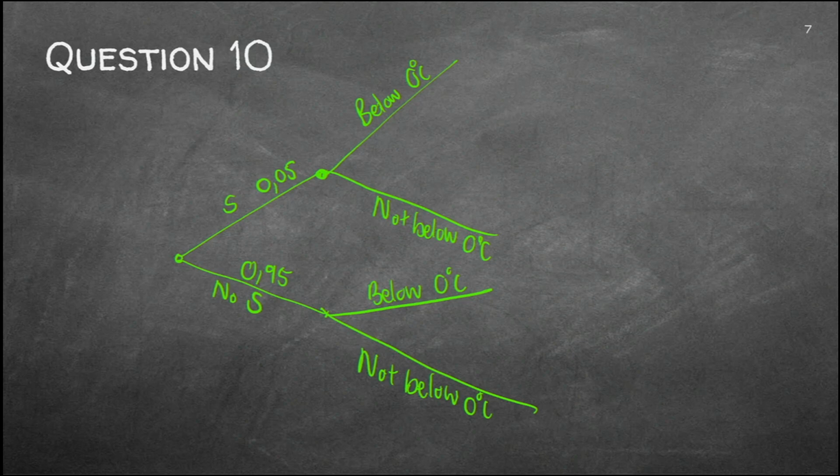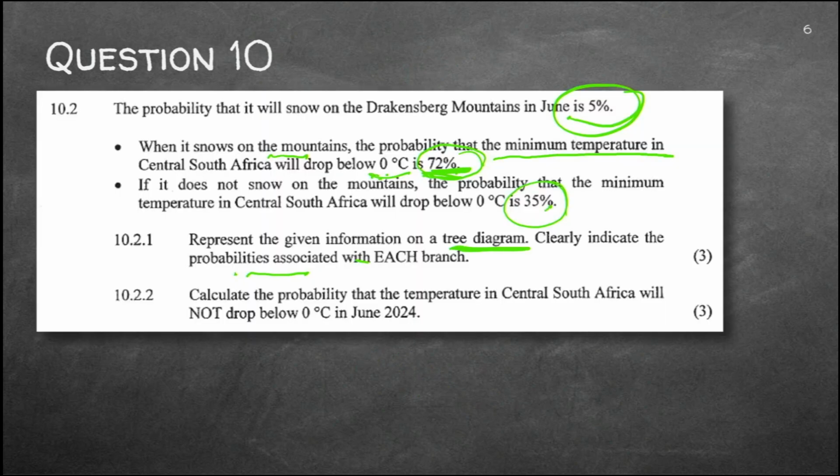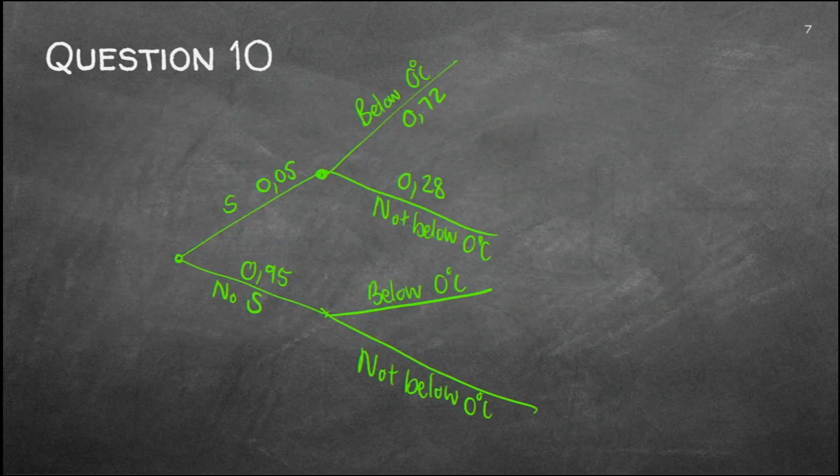So that means that would be 0,72, meaning this would be 0,28, the 1 minus the 0,72. Then if we look further, 35% for the second branch to have temperatures below 0. So that would be 0,35 and 0,65. Again, complementary, it must add up to a value of 1. Right, now we need to look at what else they want from this tree diagram.